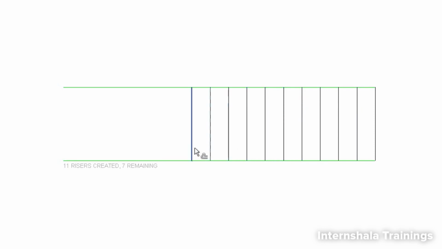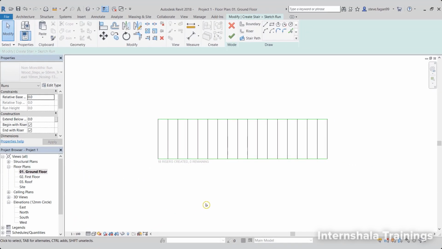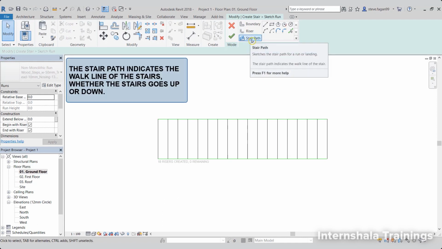And create my run. You can notice every time I'm creating a riser line, down the bottom corner here, it's displaying how many I've created and how many are remaining. So there's the boundary to my stairs and the individual risers. It's very important not to get those 2 lines mixed up because the software won't know what you're trying to create. So the last step is to specify the stair path.